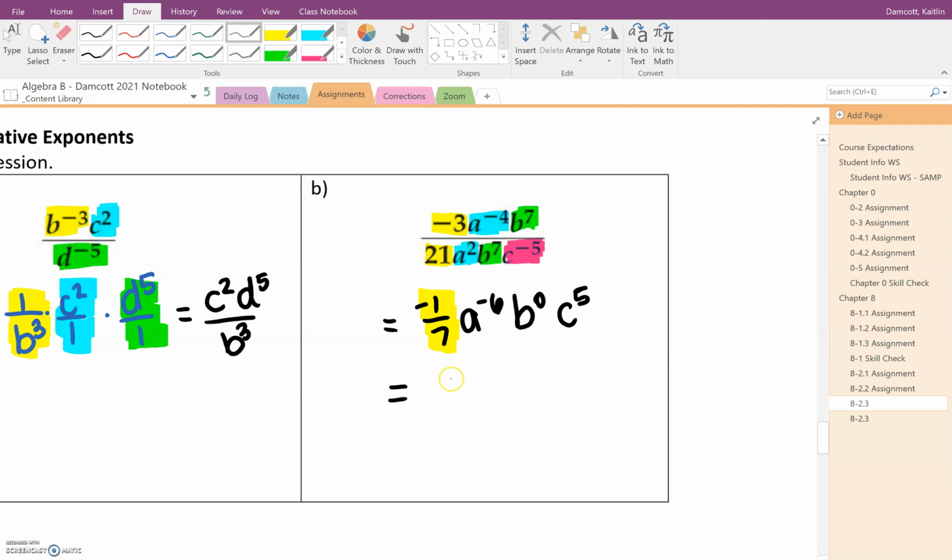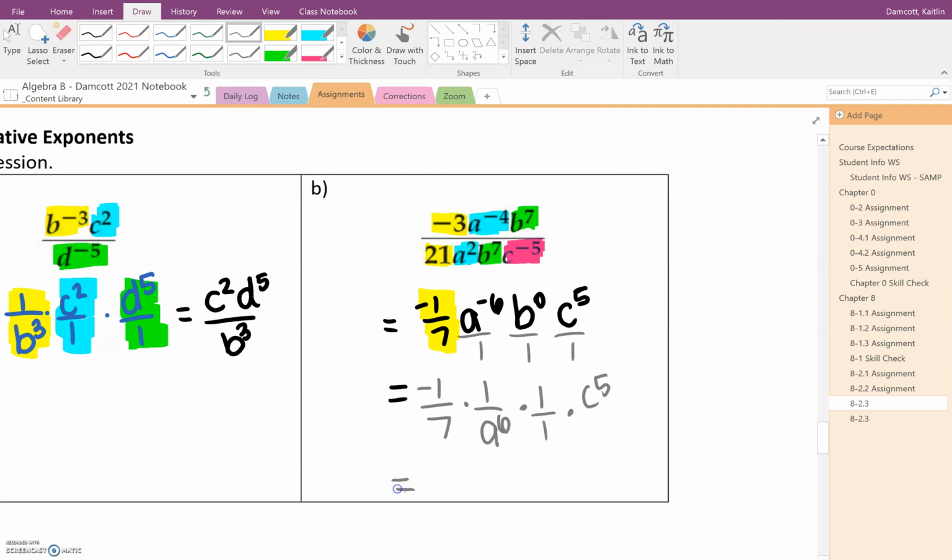So we've got a negative 1 on the top. This is crazy. We're going to treat all of these like they're over 1, just so that it makes it a little bit easier. We've got negative 1 over 7. This a to the negative 6th is going to turn into 1 over a to the positive 6th. So we're pushing it to the bottom and changing the exponent to a positive. B to the 0 comes out to be 1, which could be 1 over 1. And then we still have this c to the 5th.